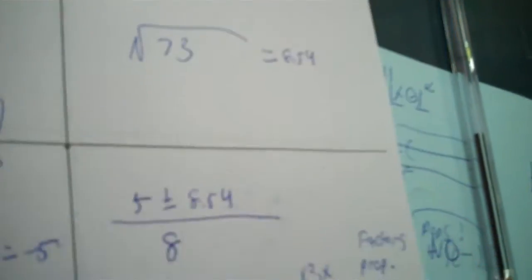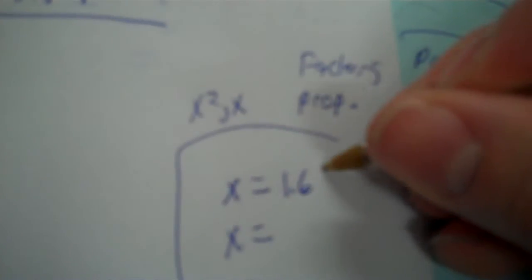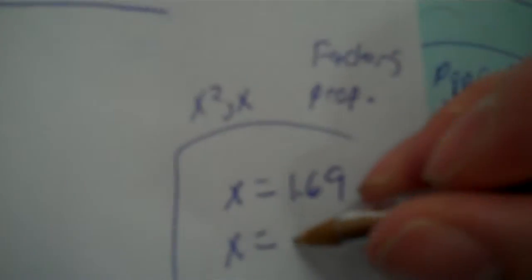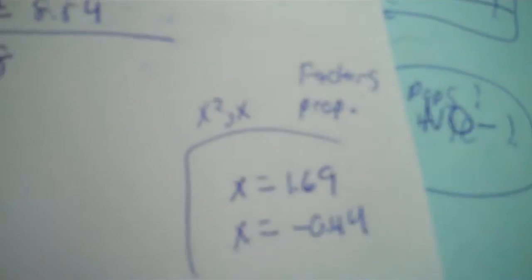So I take 5 plus 8.54 equals, then divide by 8, and I get 1.69. 5 minus 8.54, click equals, divide by 8, negative 0.44. So those are your approximate solutions. Okay, next problem.